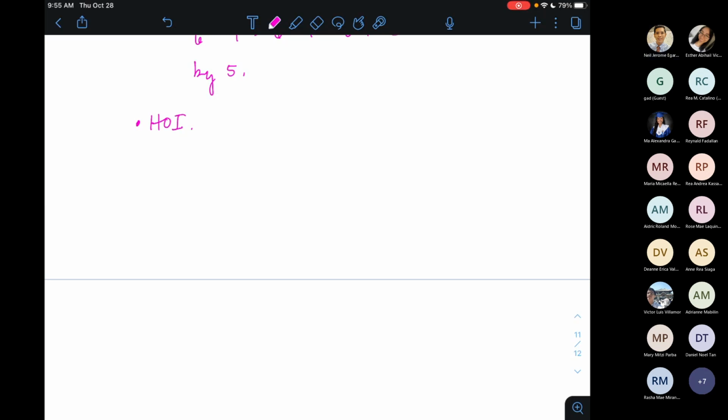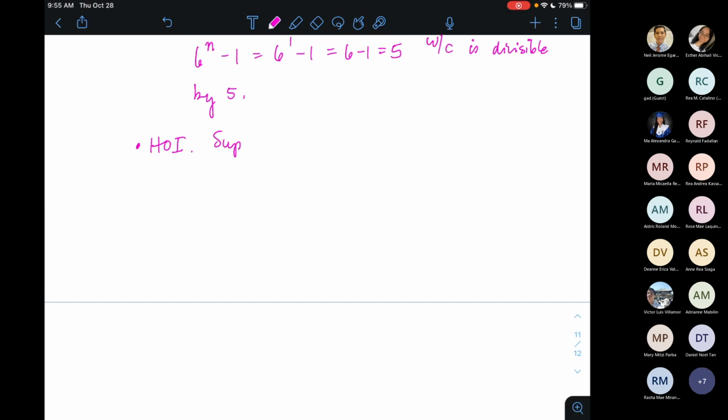6 to the power of m minus 1 is divisible by 5, for some m. Okay, thank you, Daniel. Yeah, that's right. Suppose that for some m greater than or equal to 1, 6 to the power m minus 1 is divisible by 5.